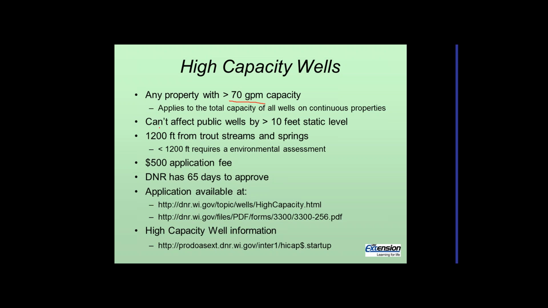When you put a high capacity well in, it can't affect the public water wells by more than 10 static feet, and the DNR will determine this. The setback from streams, or trout streams, is 1,200 feet. Again, that's a requirement or assessment that the DNR will do. The application fee is $500 for the well. The approval is supposed to be in 65 days, but due to some lawsuits, that's up to 6 months at this point, with quite a bit of backlog at the DNR.